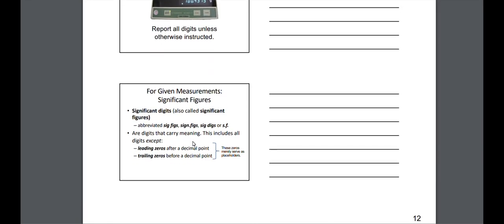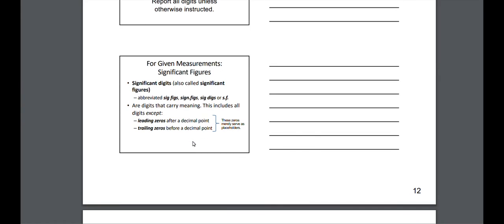So for given measurements, let's look in more detail at significant figures, and let's look into the rules, and also how we can use significant figures in mathematical operations. So significant figures, you might also see them referred to as sig figs, or SF, in different ways in different textbooks. But in general, let's all agree on calling them sig figs, at least in our course.